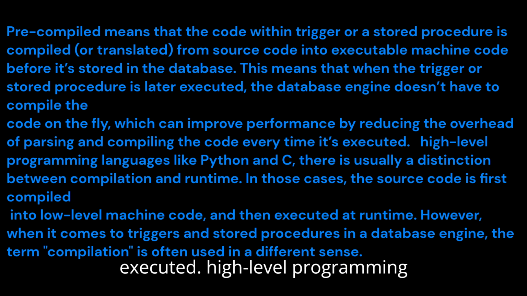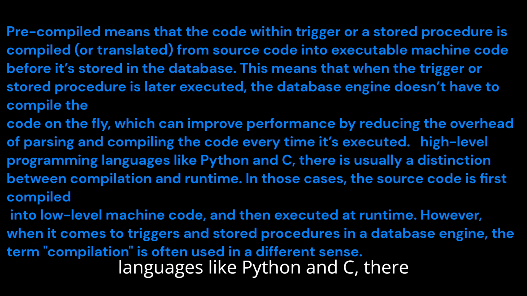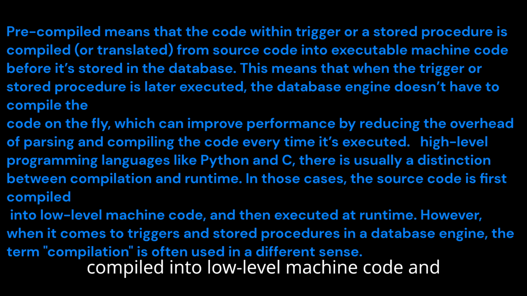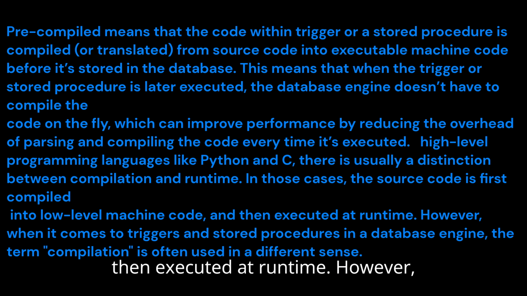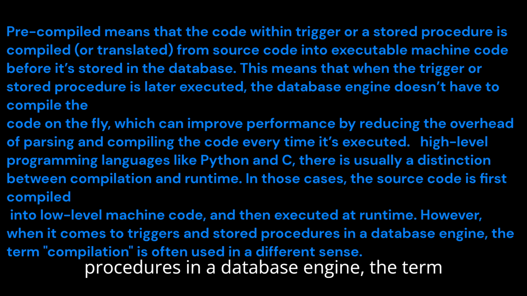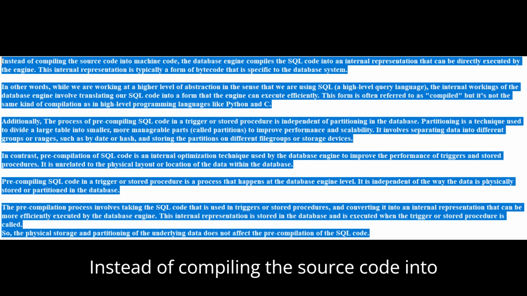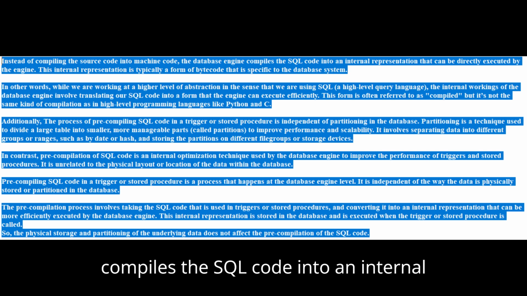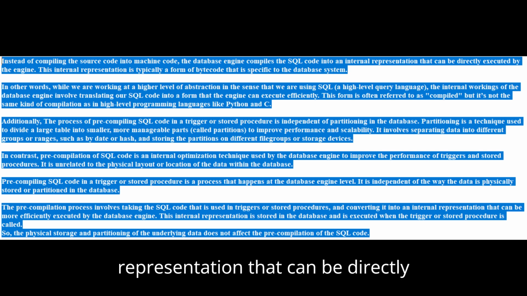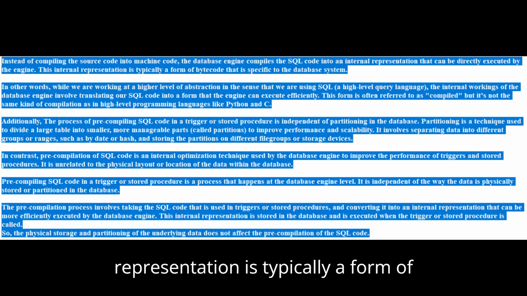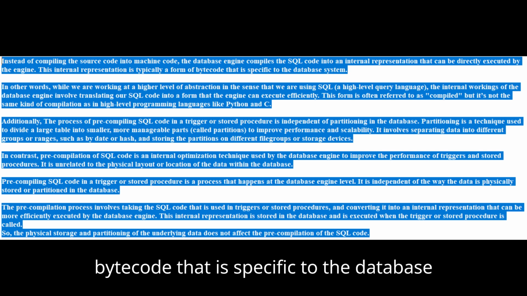it's executed. In high-level programming languages like Python and C, there is usually a distinction between compilation and runtime. In those cases, the source code is first compiled into low-level machine code and then executed at runtime. However, when it comes to triggers and stored procedures in a database engine, the term compilation is often used in a different sense. Instead of compiling the source code into machine code, the database engine compiles the SQL code into an internal representation that can be directly executed by the engine. This internal representation is typically a form of bytecode that is specific to the database system.